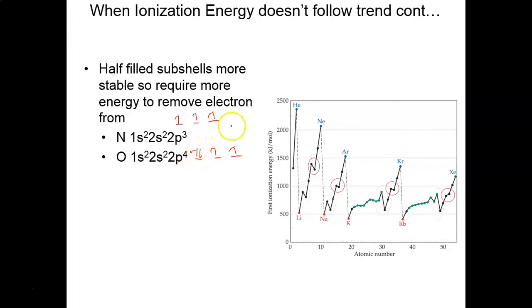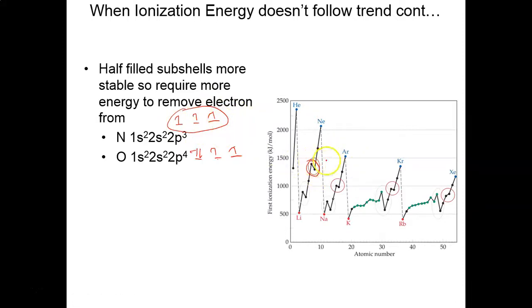Remember what we said earlier? Half-filled is more stable. So this is more stable than this is. What's the significance? Look at the ionization energy between these two. Oxygen has a lower ionization energy than nitrogen. The reason for it is because nitrogen has a half-filled subshell, which is more stable. So that's why it drops.